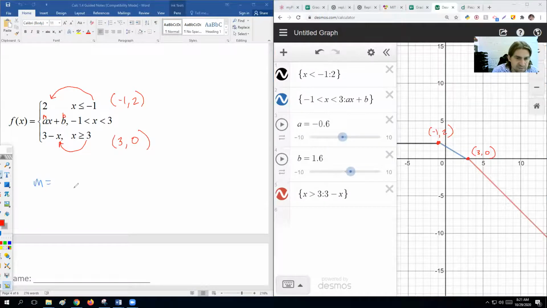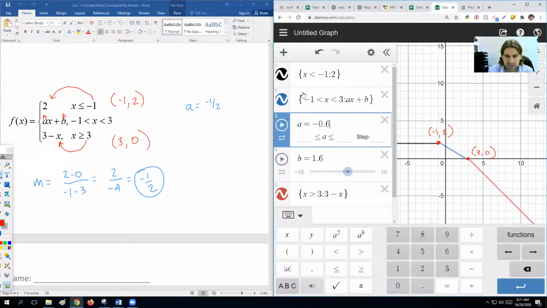Let's find our slope by subtracting the y's. So subtracting the y's, we get 2 minus 0 over -1 minus 3. That means I would have 2 over -4, so my m would be -1/2. And so that's what a should equal. And you know what? I had -0.6 here. I could probably change that to -0.5, and I'd get really close.